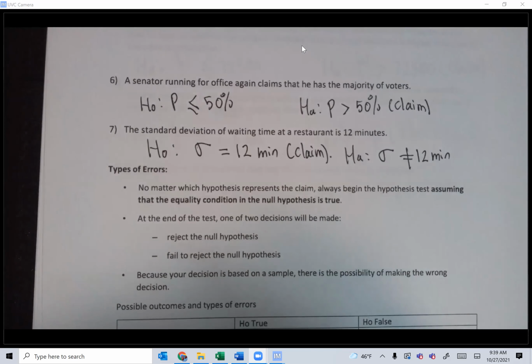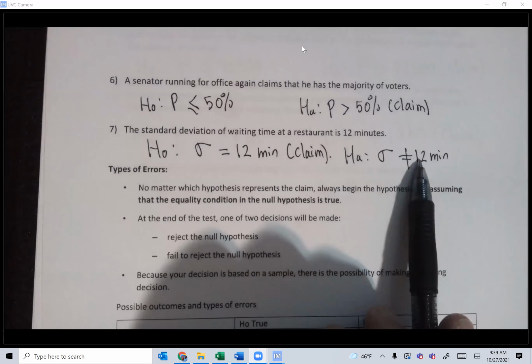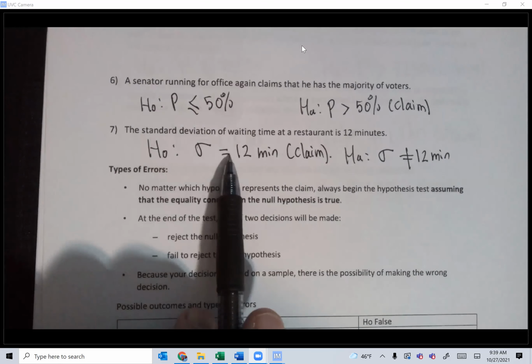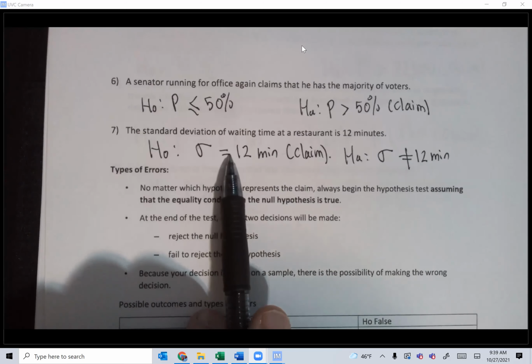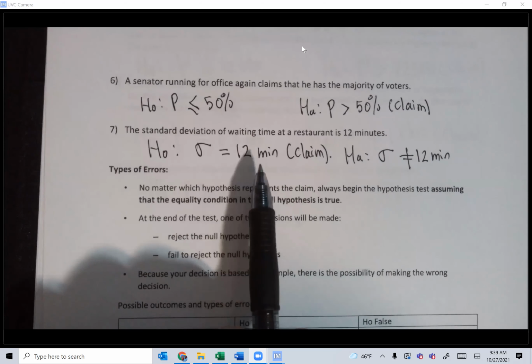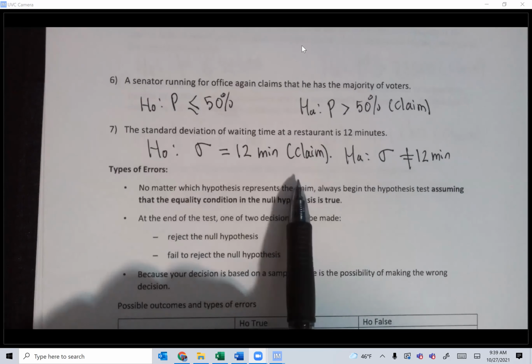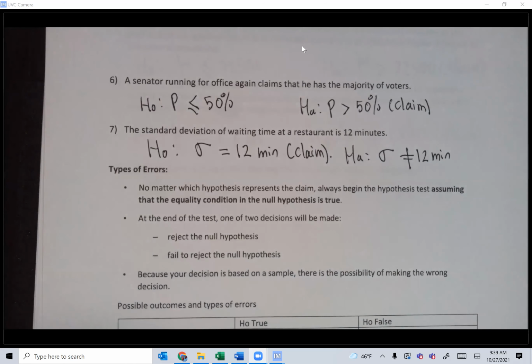Okay. There are two types of errors in statistics. No matter which hypothesis represents the claim, always begin the hypothesis test assuming that the null hypothesis is true. So when we test a claim, guys, we have two statements, the first one and the second one. We will assume that the first one is true unless proven otherwise. Again, it's just like the defendant case. We assume that the defendant is not guilty unless we can come up with enough evidence beyond reasonable doubt to convict the person.